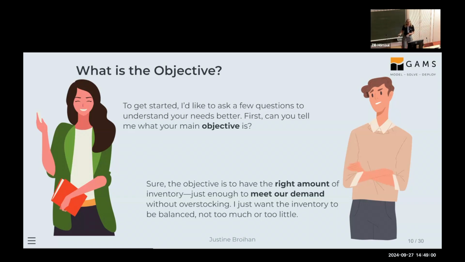But then there's John on the other hand, and he says, "Sure, the objective is to have just the right amount of inventory, just enough to meet our demand without overstocking. I just want the inventory to be balanced, not too much and not too little." So it's not really the answer Sarah was trying to get out of him. But it's the way that John understood it. And yes, maybe you can derive from that some kind of minimization or something to maximize, but it's not too clear.